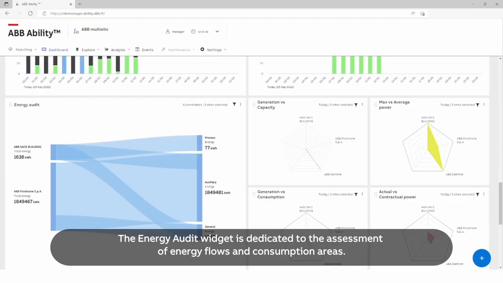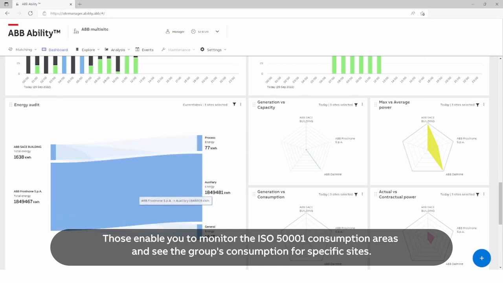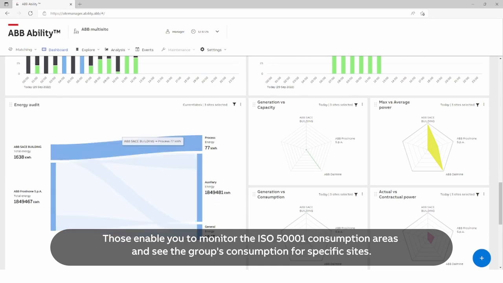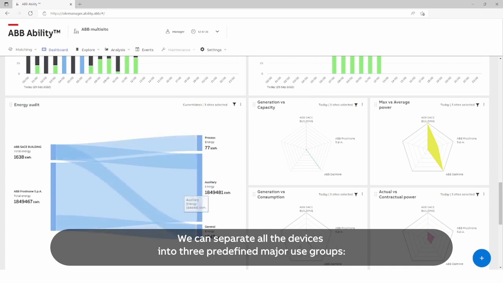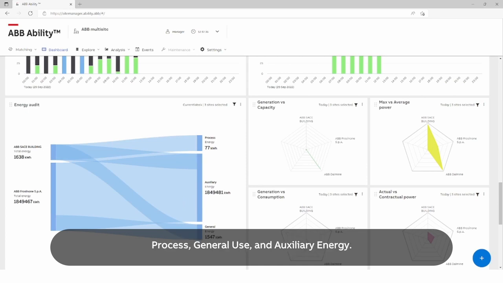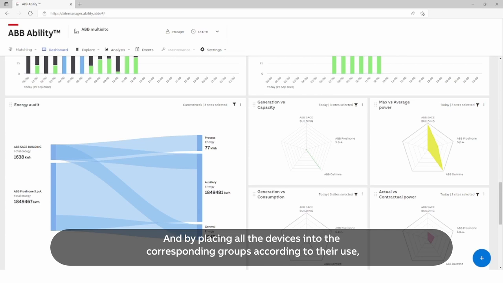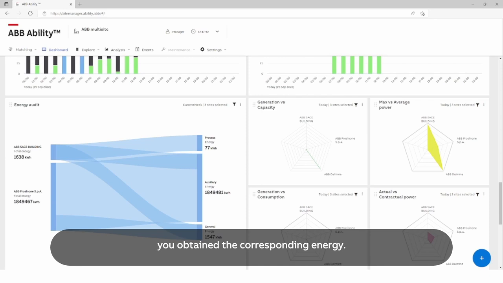The Energy Audit widget is dedicated to the assessment of energy flows and consumption areas. Those enable you to monitor the ISO 50001 consumption areas and see the group's consumption for specific sites. We can separate all the devices into three predefined major use groups: process, general use, and auxiliary energy. And by placing all the devices into the corresponding groups according to their use, you obtain the corresponding energy.